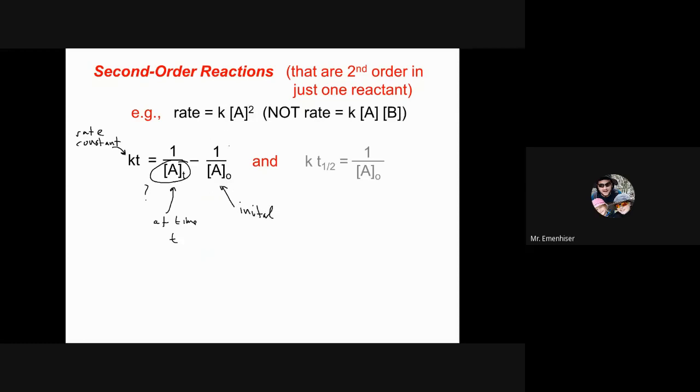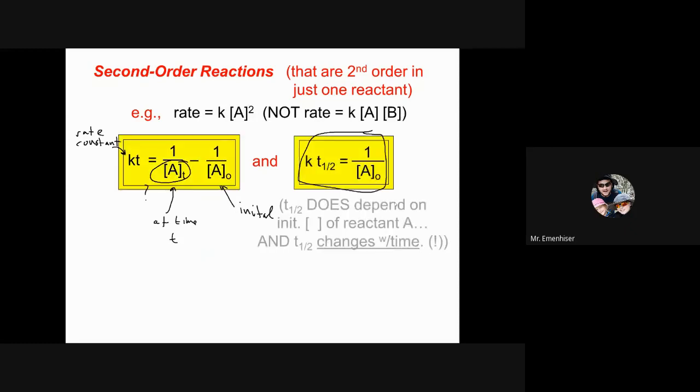So this is our second integrated rate law, and this is the half-life equation. The rate constant times the half-life is equal to 1 over the concentration initially. All right. In this case, the half-life does depend on the initial concentration of the reactant, and the half-life changes with time. So we usually will not calculate the half-life for a second-order reaction. That's usually not an example. Usually when you're dealing with half-life, if you see any kind of questions with half-life, just assume it's a first-order reaction. So let's go back to that.